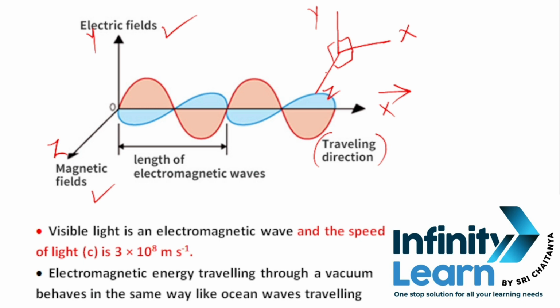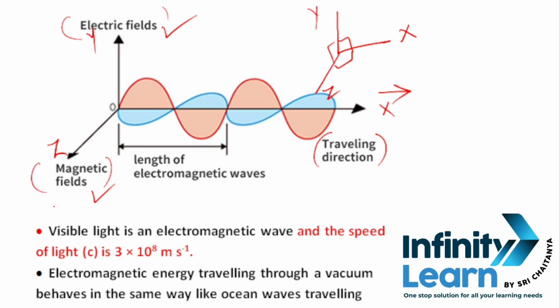Point to be noted here is that visible light is an electromagnetic wave, and the speed of light is 3 into 10 raised to power 8 meter per second. This is very important to remember, that light moves with a constant speed, which is denoted by the letter c, and the value is 3 into 10 raised to power 8 meter per second. Another important property of EM waves is that they do not require any material medium for their propagation.